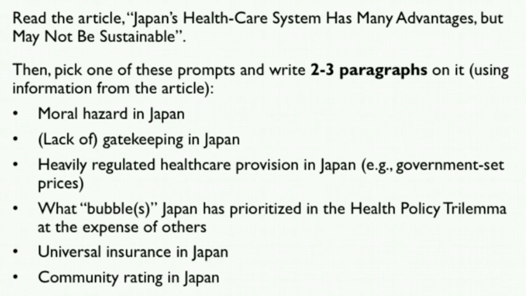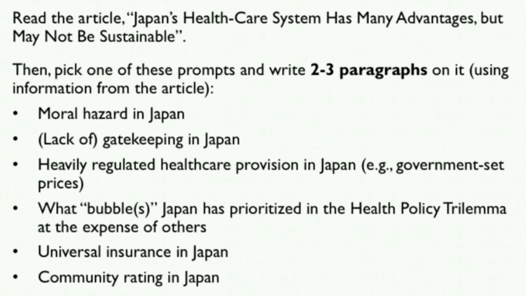Another prompt is to think about the health policy trilemma, where a policymaker wants health, wealth, and equity, but they can't get all three maximized at the same time. So you could talk about which of those 3 things, I'm calling them bubbles, Japan has prioritized at the expense of others. You can also talk about universal insurance in Japan. The article talks about the fact that everybody is insured and how they're insured.